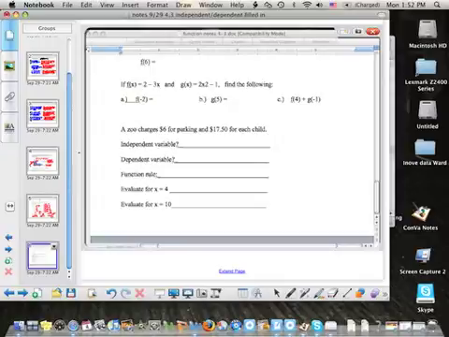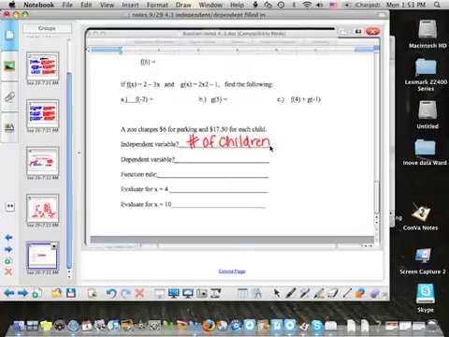A zoo charges $6 for parking and $17.50 for each child. So the way that I would figure out my total cost would depend on the number of kids that I would be taking. So the number of children would be my independent variable, and then the total cost would be my dependent variable, because the total cost depends on the number of children taken.